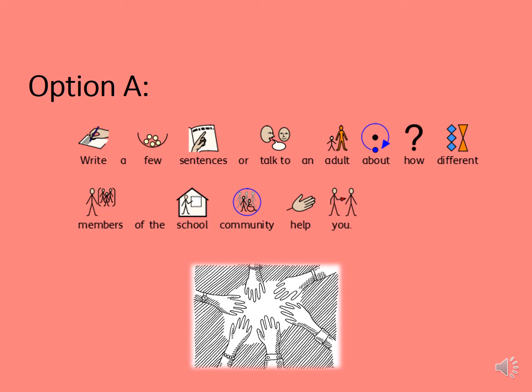Now it's time for two different tasks that we have set for you. Option A is to write a few sentences or to talk to an adult about how different members of the school community help you. So have a think about all the different people that make up the school community. Who keeps the school nice and clean for you? Who supports you in your lessons? Even who cuts the grass outside? Members of the school community could also be your own peers, how they support you in your everyday life.